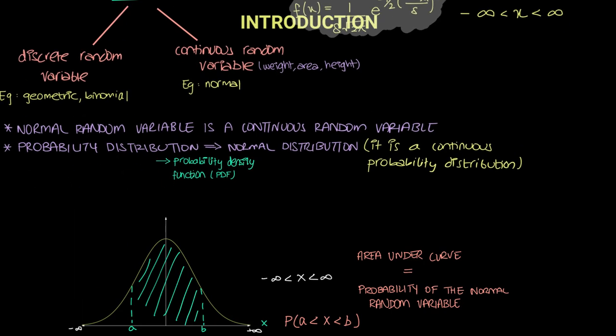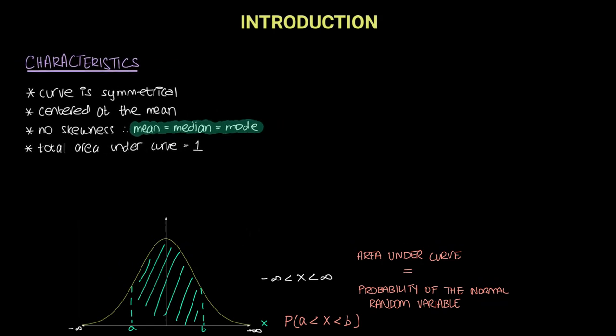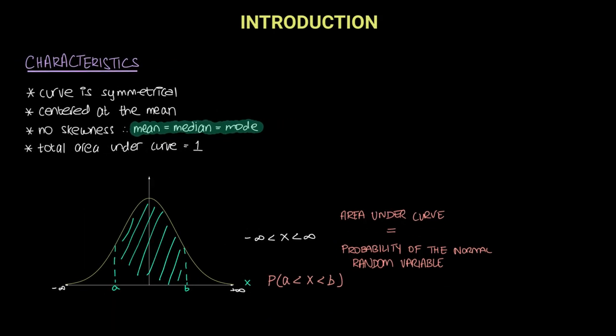And now finally, let's talk about the characteristics of this curve. Let's just move everything a bit up. These are the characteristics of this curve. Number one, the curve is symmetrical. So as we can see, the curve is symmetrical about the y-axis. Secondly, the curve is centered at the mean. So basically, what I did not mention, which I will mention now, is that the center point of this curve is centered at the mean. This point is actually the mean, denoted as mu, and it is centered at the mean with its peak at the mean.